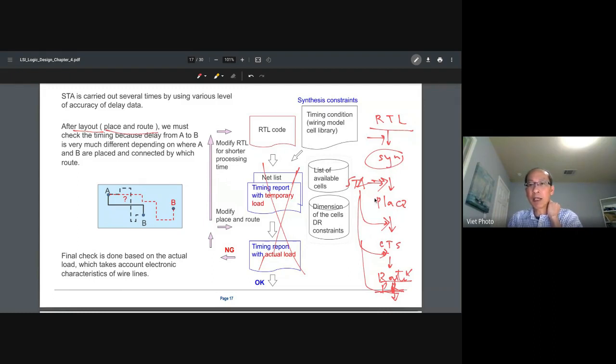After the placement, we know where the cells are placed. Then we calculate the wire delay using the Manhattan distance.